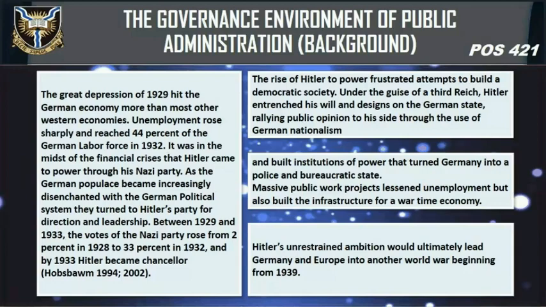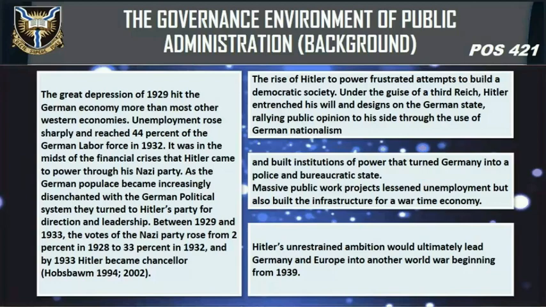and 2000. The rise of Hitler to power frustrated attempts to build a democratic society. Under the guise of a Third Reich, Hitler entrenched his will and designs on the German state, rallying public opinion to his side through the use of German nationalism, and built institutions of power that turned Germany into a police and bureaucratic state. Massive public work projects lessened unemployment but also built the infrastructure for a wartime economy.